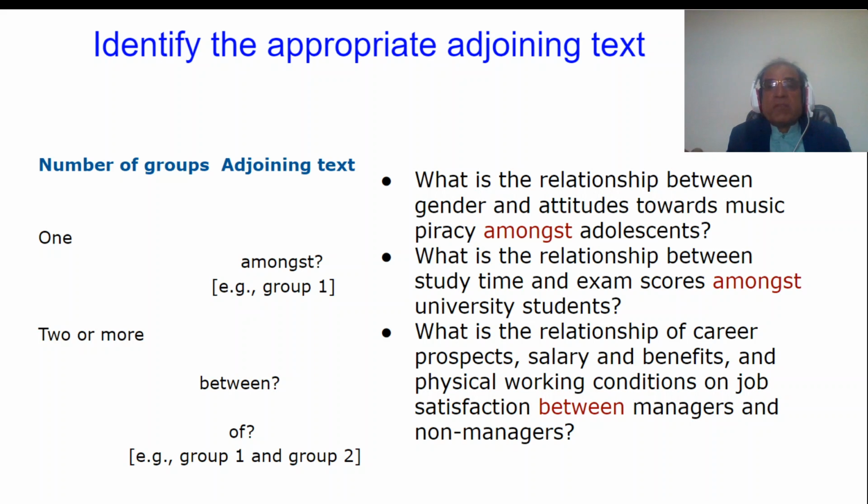What's the relationship between study time and exam score among university students? Here "among" is also an adjoining word that joins the text, and there are many other examples. You can see the example of between manager and non-manager, because these are two groups, so we use "between" in them.